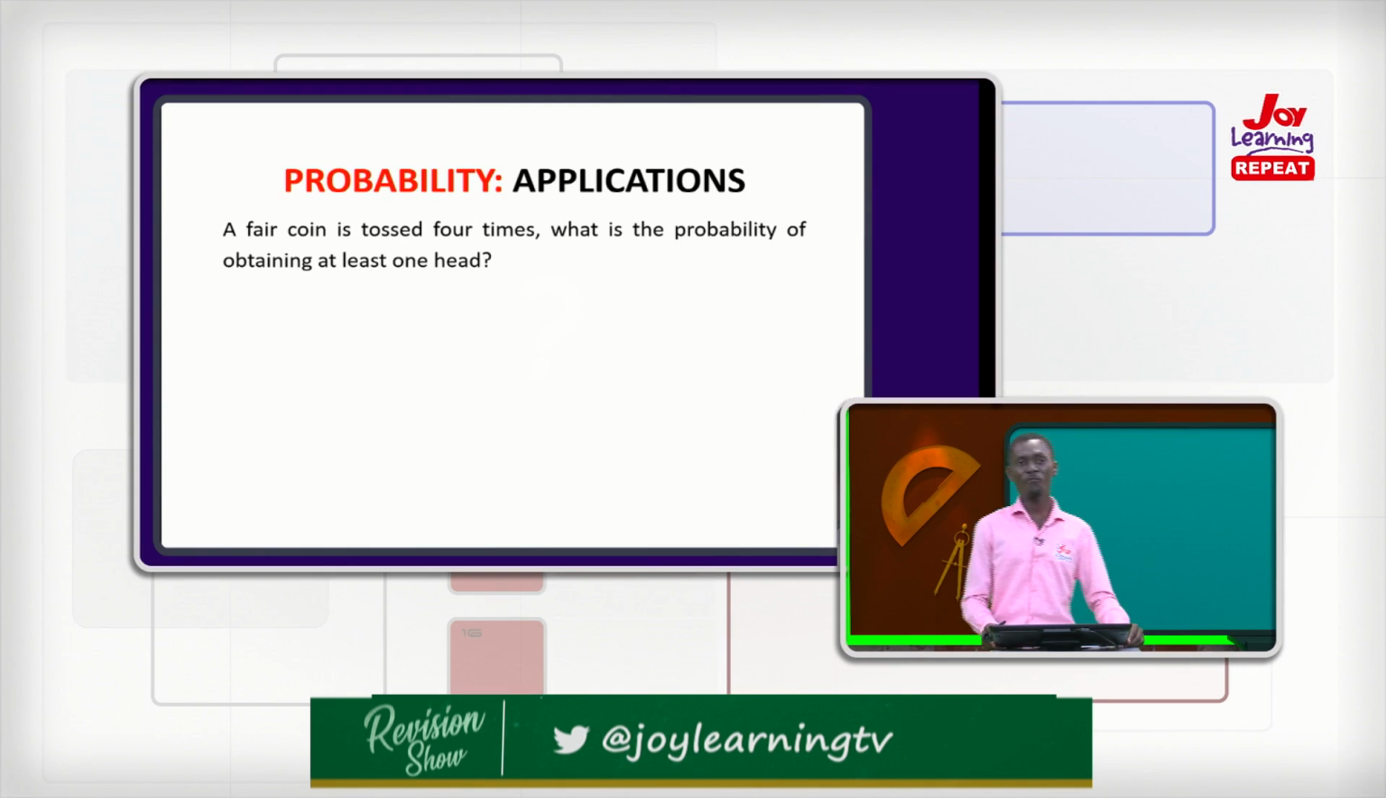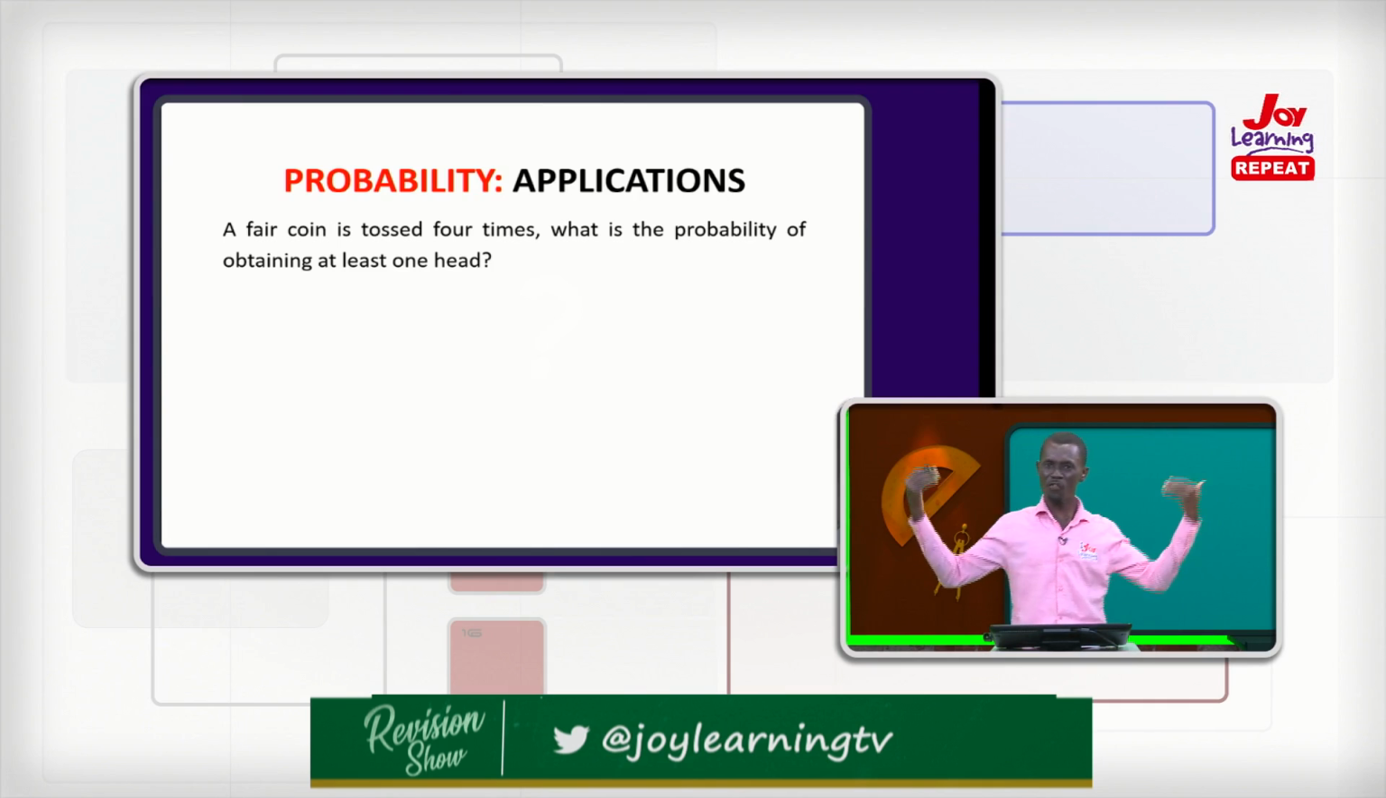Look at this. A fair coin, another problem. And here, I'd love to hear you also. A fair coin is tossed 4 times. What is the probability of obtaining at least 1 head?